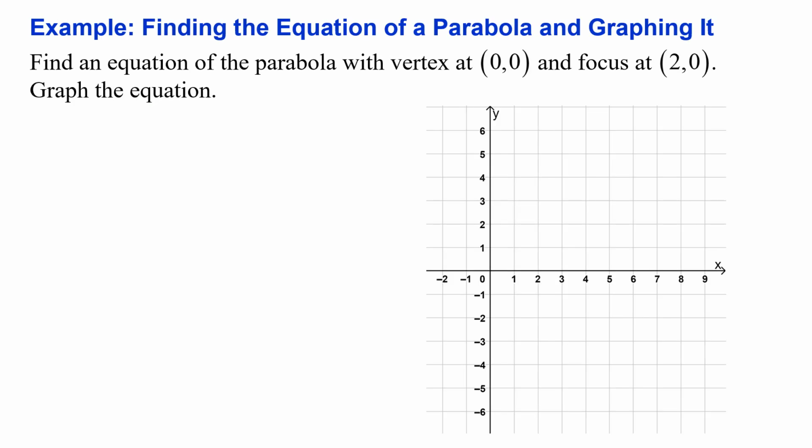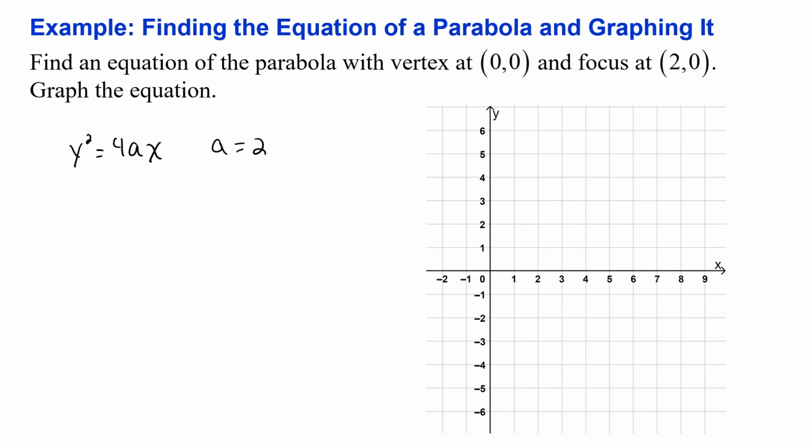Let's consider an example of finding the equation of a parabola and graphing it. Now this problem states, find an equation of the parabola with vertex at (0, 0) and focus at (2, 0), then graph the equation. Now to begin, we know the general equation of the parabola has the form y squared equals 4ax. Now since the focus is at (2, 0), then we know that the value of a equals 2.